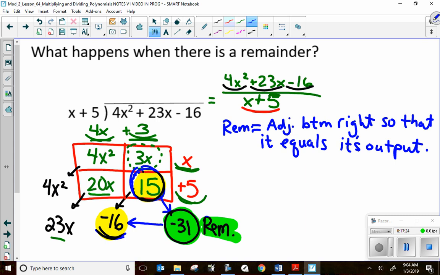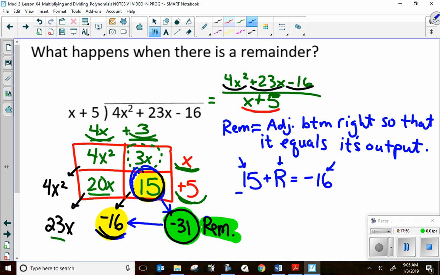So if some of you are like, man, I couldn't just off the top of my head think that I need to subtract 31 from 15 to get negative 16, this is what you do. Set up a little equation. I have 15. I want it to equal negative 16, right? Whatever my remainder is, I'm going to call that R. I've got to do something to 15 to make it negative 16. You can always set that up. Whatever's in your bottom right-hand box, you add R, which is your remainder, and set it equal to the output.